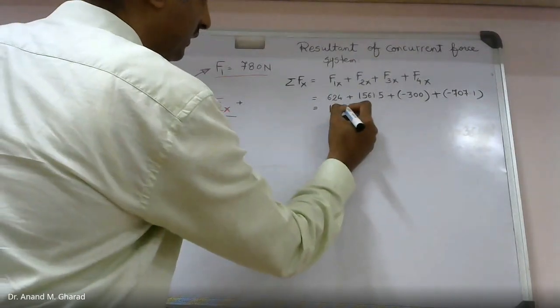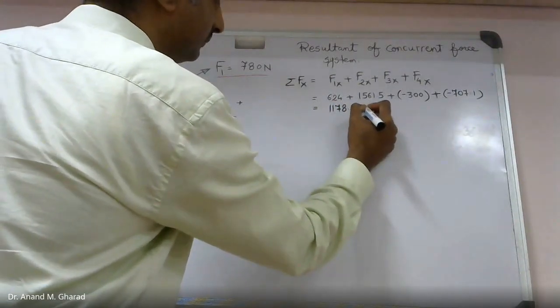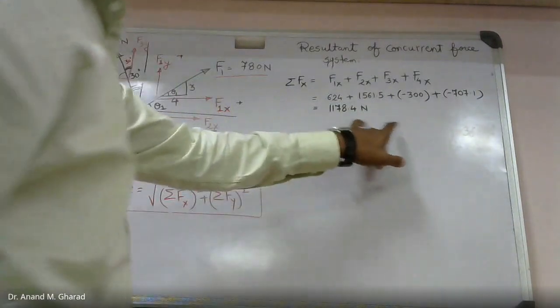Sir, 1178.41. Yes, how much? 1178.41 positive. 1178.41. And this is positive, I suppose. Yes, sir. Positive. ठीक है.